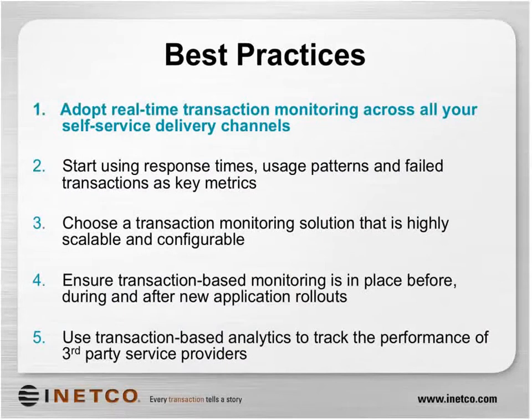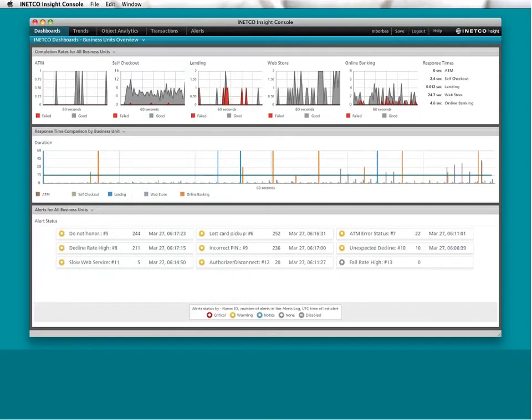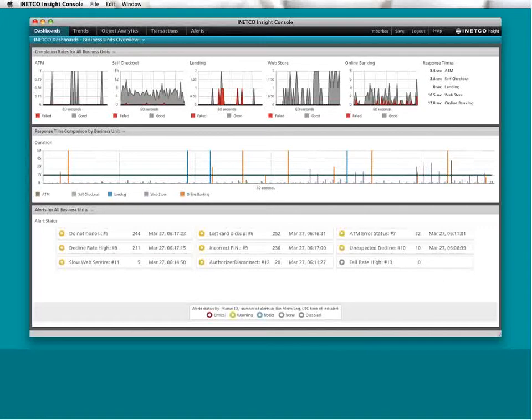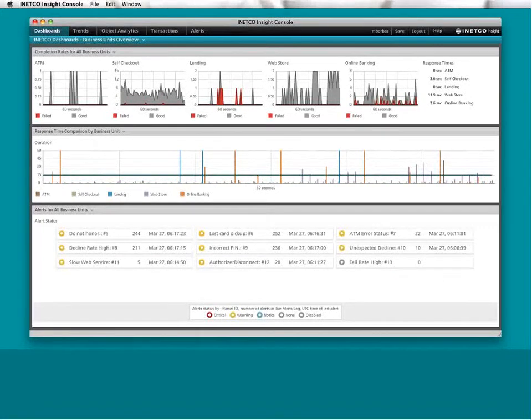So we'll start with our first one, adopting real-time transaction monitoring across all your channels. So many of you may be doing some level of transaction monitoring, for instance, in your online banking channel, where you're looking at response times within that channel. But what if you were able to do that across all of your self-service channels, and even including extending it into the branch environment? So here I'm showing you a live INETCO Insight dashboard.